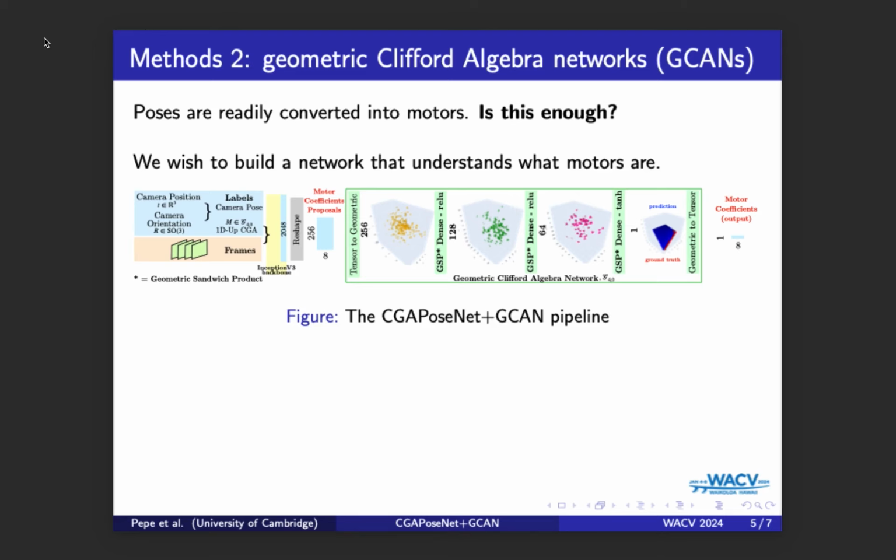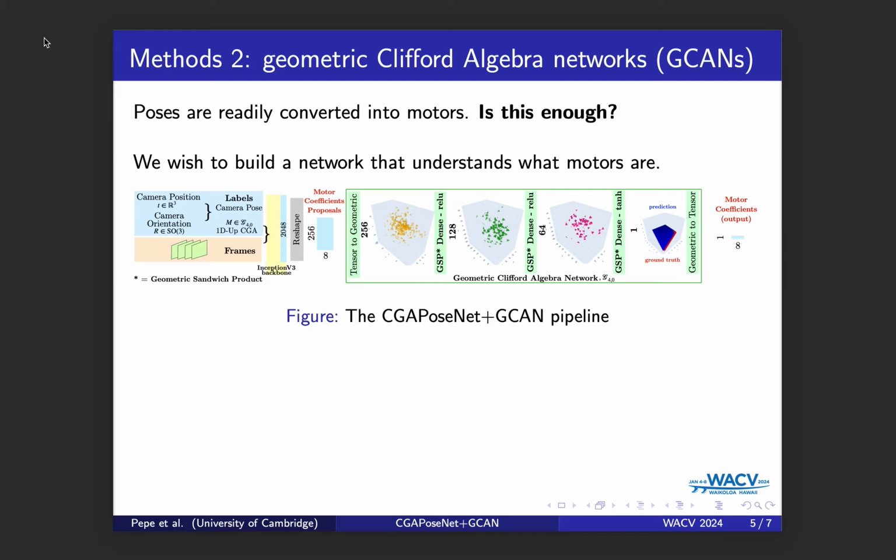CGAPoseNet is the first part because it takes inputs from our video, it takes frames as input, and then a backbone, the same PoseNet backbone, is used to predict motor coefficient proposals. So a set of 256 coefficients of a motor, hence the CGA in the name. The second part is the Geometric Clifford Algebra Network, which takes these coefficients to build actual motors which are fed in input to the network.